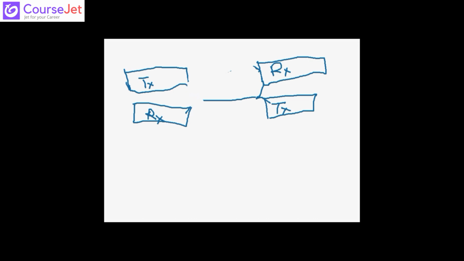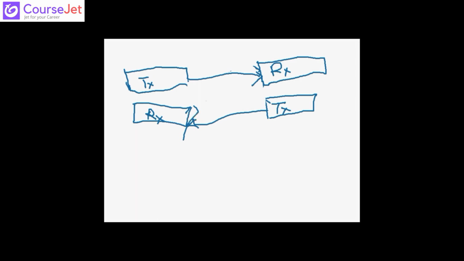In full duplex communication, you will have a transmitter as well as a receiver, and the good thing is that you will have separate lines for the transmitter and for the receiver. That means two wires will be there, one for transmitting and the other for receiving. In half duplex communication, simultaneous operations are not available. That means if I am transmitting at a time, the other person can't transmit.